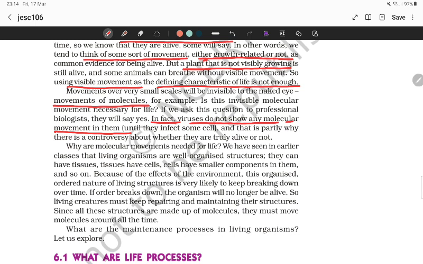So why are molecular movements needed for life? These molecular movements are understood by studying the tissues, because tissues are formed by cells. Cells have smaller components in them, called cell organelles. These cell organelles perform different types of functions within a cell, and these functions are very important to carry out any kind of living attribute.